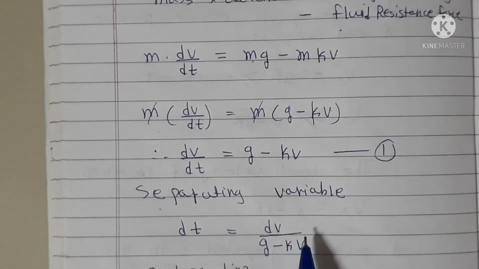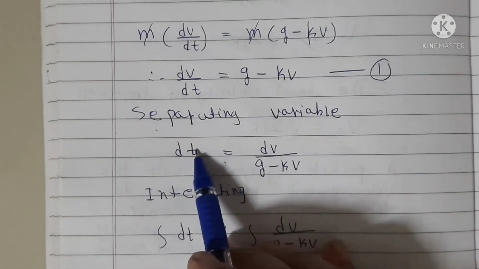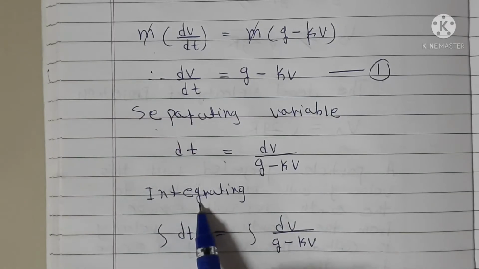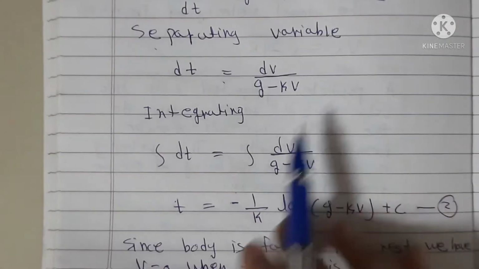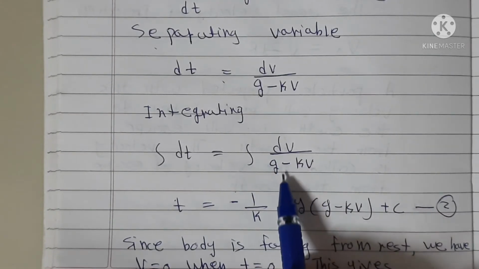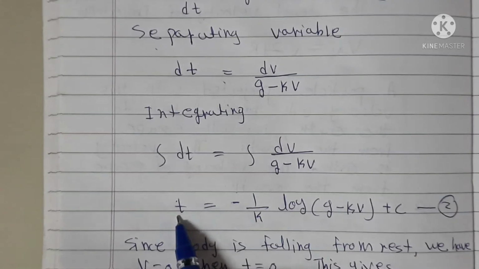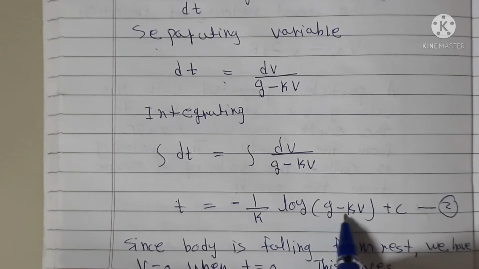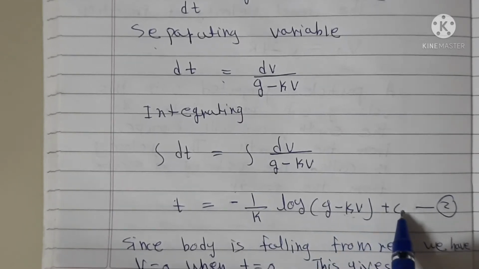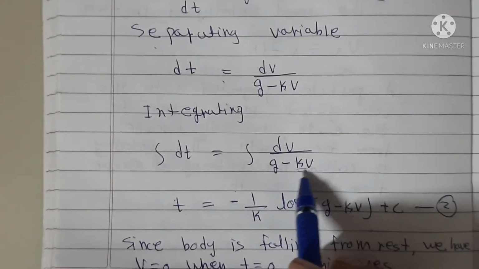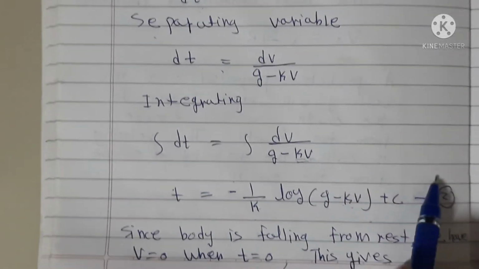Now separating the variables, we get dt is equal to dv upon g minus kv. Next step is integrating. Integration of dt is equal to integration of dv upon g minus kv. Therefore t is equal to minus 1 upon k log of g minus kv plus c. Integration of 1 upon a function is the log of that function multiplied by the reciprocal of the coefficient, that means 1 upon k.